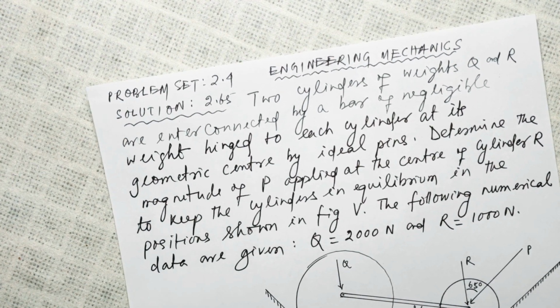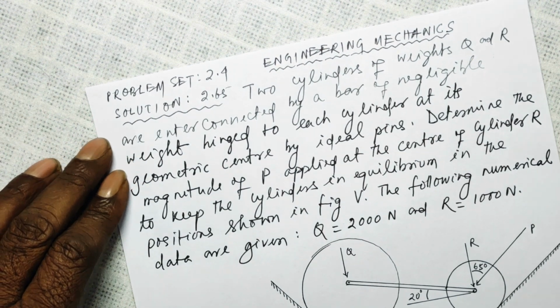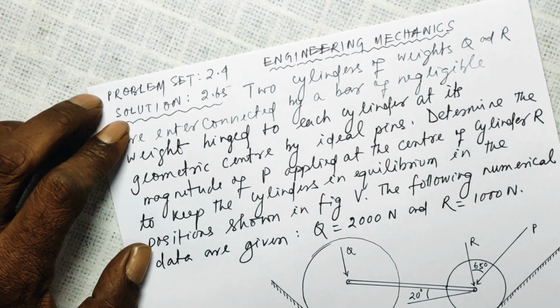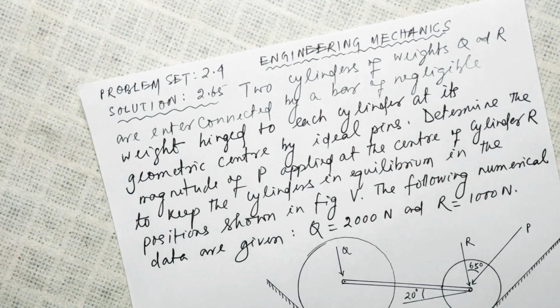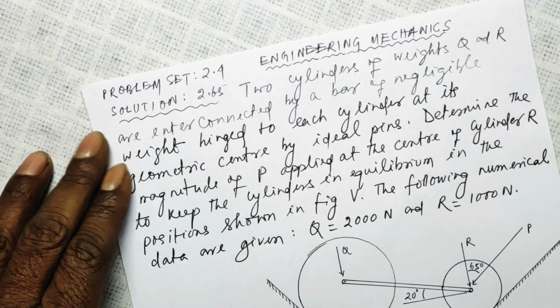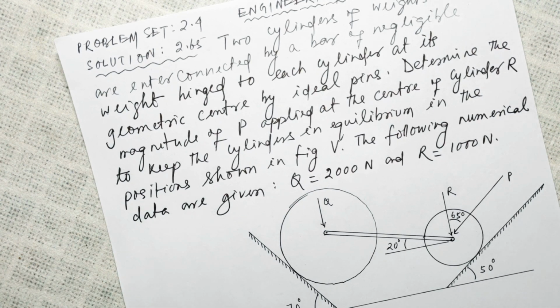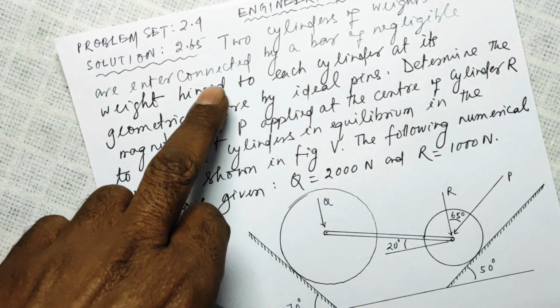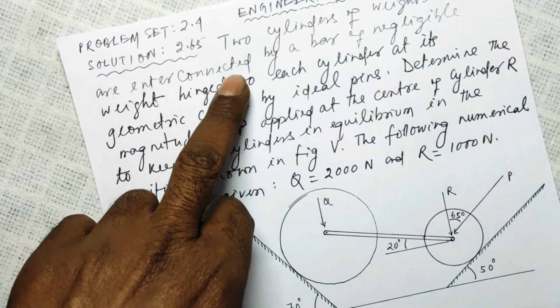Now the last problem of problem set 2.4 from engineering mechanics, solution to 2.65. Then we'll switch on to problem set 2.5 from the next videos. Let me read out the problem and remind you of certain things that we have been doing so far in the projection problems.